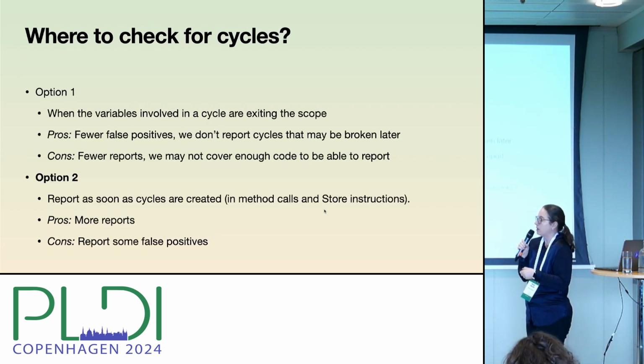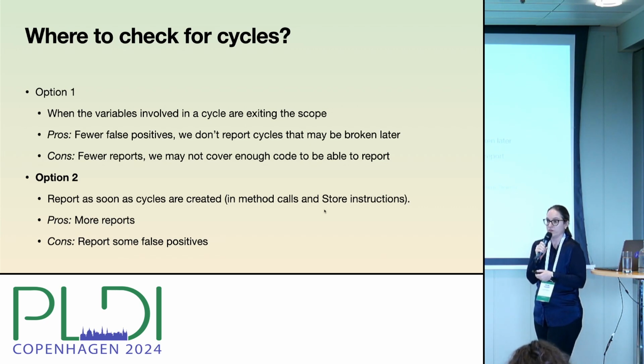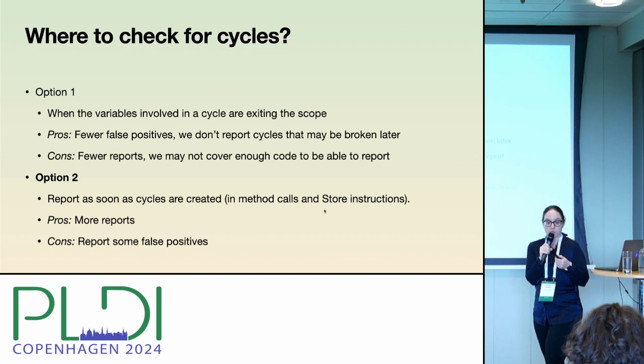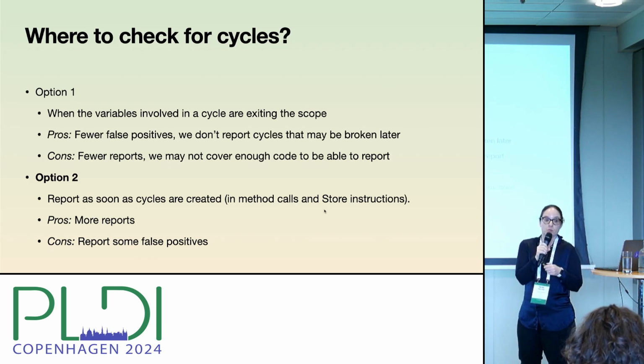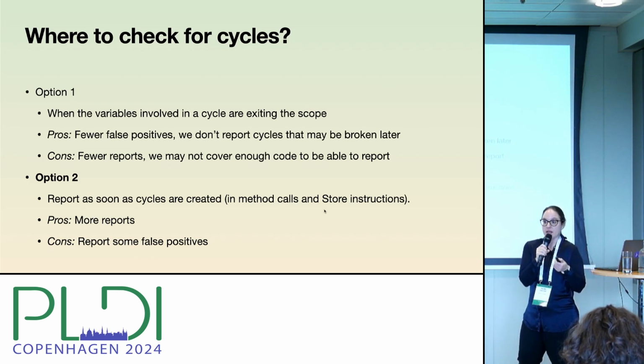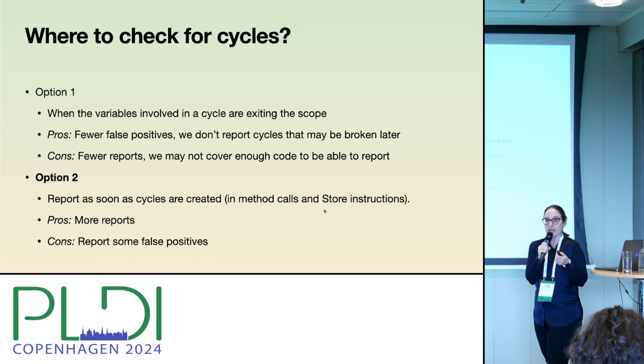Then I'm going to go through different aspects of the implementation. One aspect is where we check and where we report. To be more in sync with the definition, we should report at the place where the variables are going out of scope, because then that cycle won't be able to be broken later.